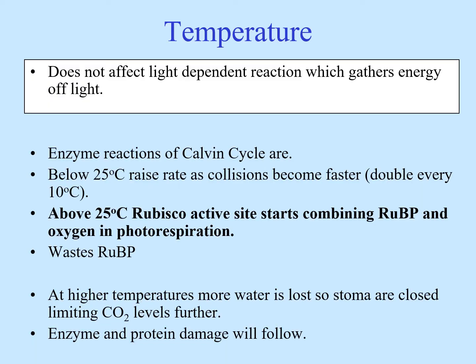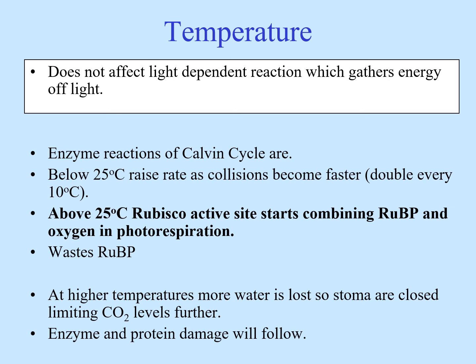So then temperature. Now I mentioned this earlier on, temperature is obviously important. Temperature doesn't really affect the light dependent reaction because there are not many enzymes involved and the energy comes from light, okay? Temperature does affect the Calvin cycle. Below 25 degrees C, as long as the temperature is increasing, it will raise the collision rate of enzymes and substrates to make more enzyme substrate complexes. So as you increase the temperature from say 10 to 20 degrees, it will double. Every 10 degrees, it doubles in rate of reaction.